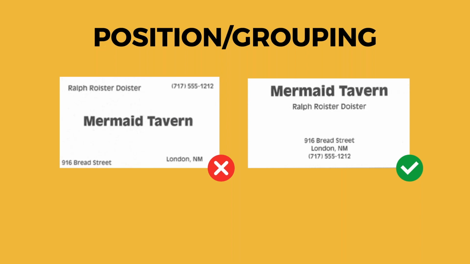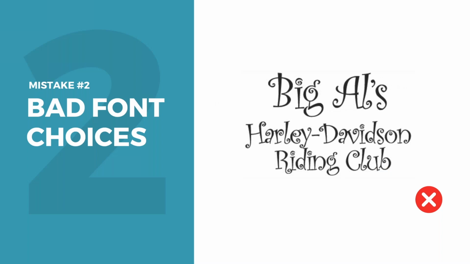So you want to place critical text at the top left or center for easy readability. And just think about logical reading flow. The headline really should be at the top of your design because in the Western culture, we read left to right, top to bottom. Mistake number 2, bad font choices.